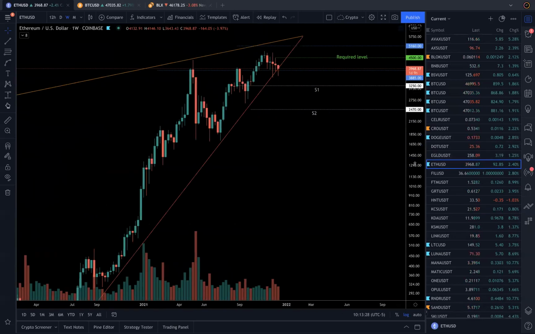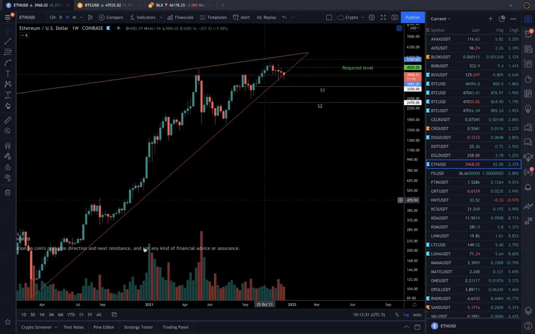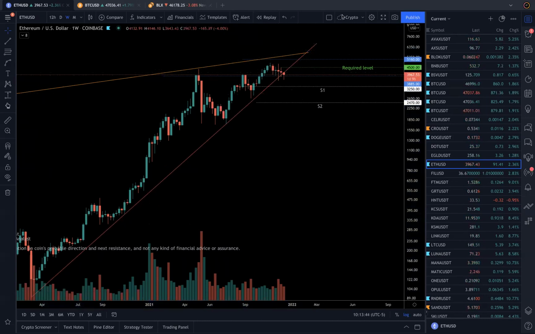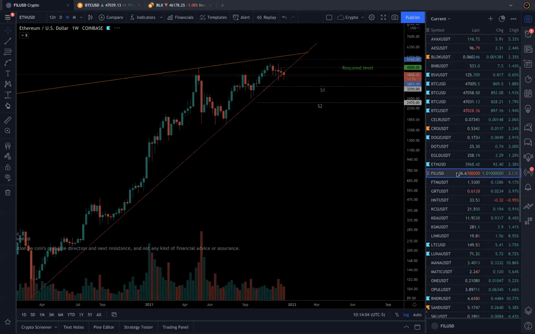ETH, similar, stronger than Bitcoin, on the edge, as you could see, a little actually below the edge. But yeah, not much. Comparatively, this is stronger than Bitcoin, but yeah, the direction is still down. The required level is not far, which is good news, right? So a 10% move will help from here. So this is one of the strongest ones.